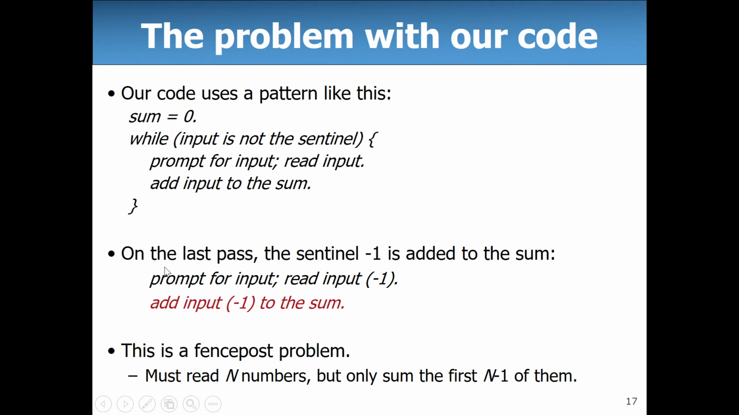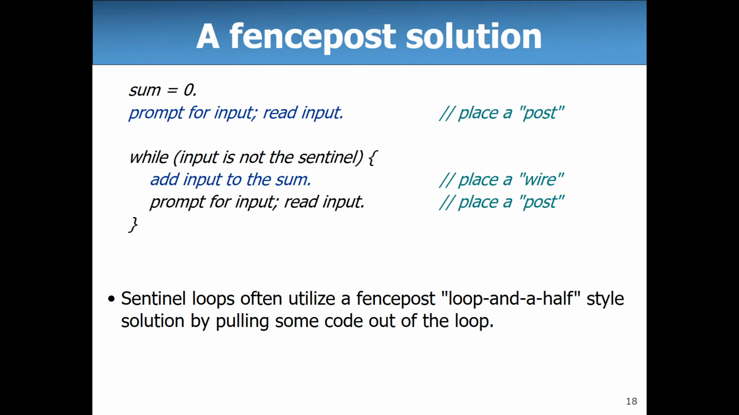So this is a fence post problem where basically we're reading n numbers, but we only want the n-1 of them that occur first, right? We don't care about that last number, right? That last number is something else. So a solution here is that we can do one read outside the while loop, okay?